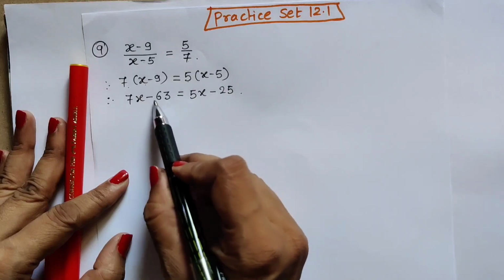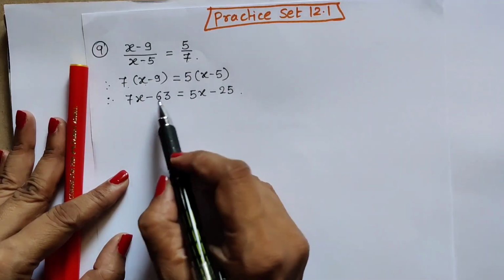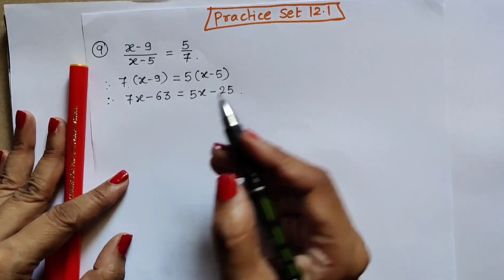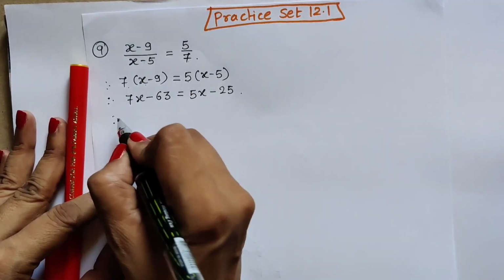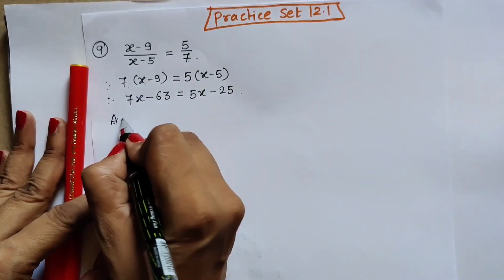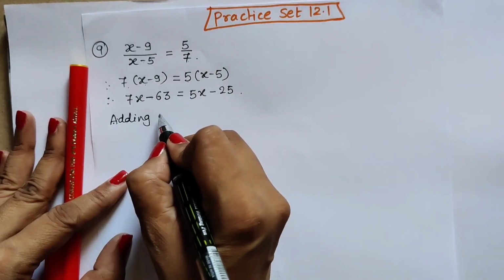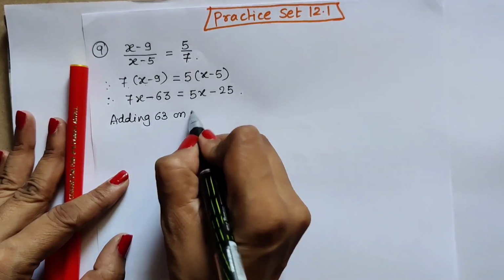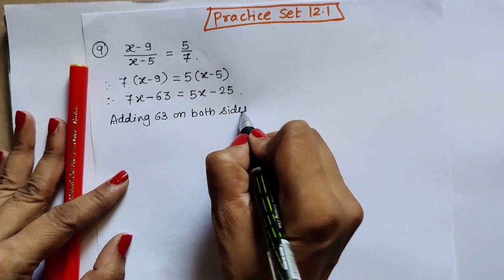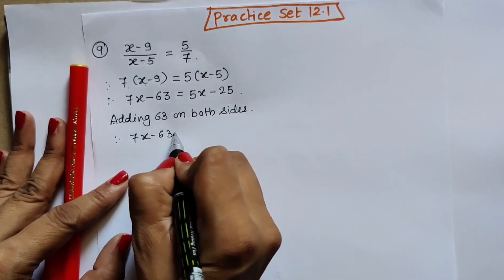Now as it is, we have to solve the equation. Minus 63, this constant term we have to bring on right hand side, and 5x we have to transfer on left hand side. So one by one we will do. Here it is minus 63, that means we have to do opposite of this, adding. Here it was subtracting, we have to do adding. Adding 63 on both sides.